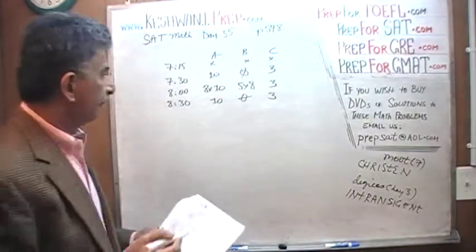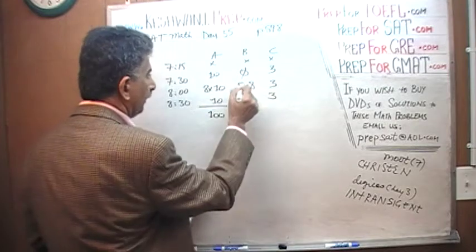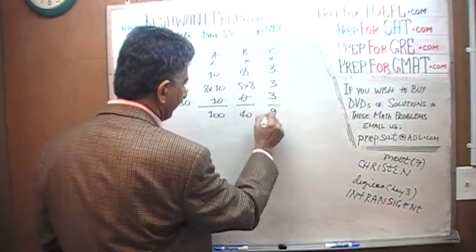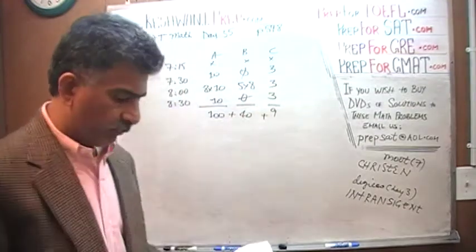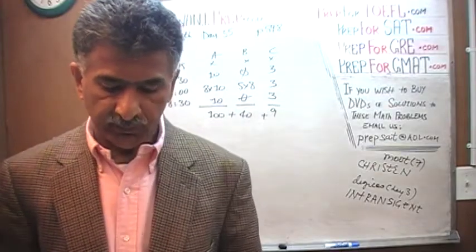All we have to do is add them up. So 10 plus 80 plus 10 is 100, and this is 40, 4 5s are 40, and this is 9. That's it, that's our answer. 149 chimes is what we're going to hear during the period of 7:15 and 8:45.